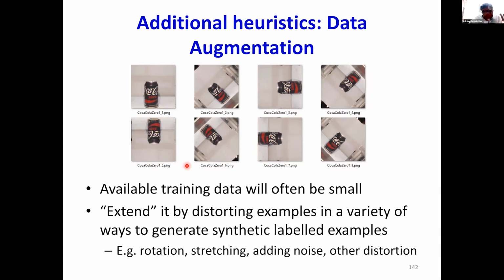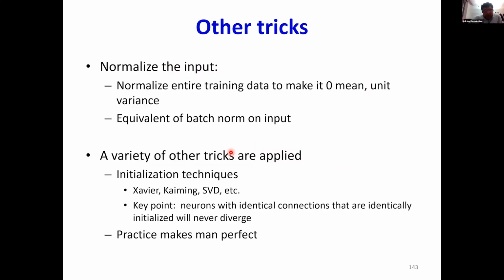So the manner in which any data instance can be modified depends on the kind of data. Scaling, rotation, distortion, things like that. You're going to do different things with images and audio and other kinds of data. But in every case, this mechanism of generating synthetic data from already available labeled examples is data augmentation and can make a big difference in how you train your models. And there are other tricks. You normalize the input. You normalize the entire training data to make it zero mean unit variance. This is like batch norm on the input.